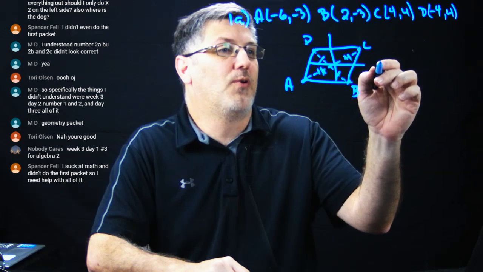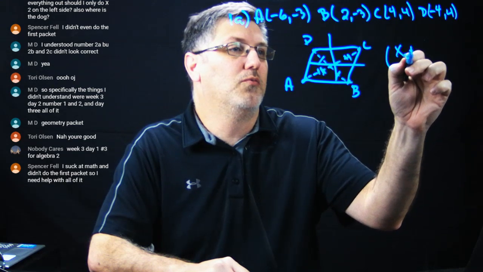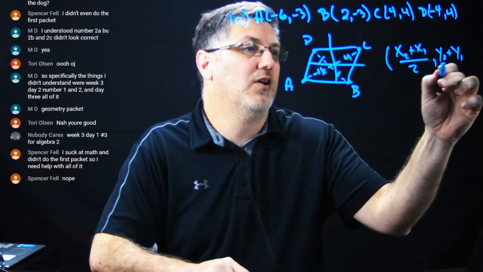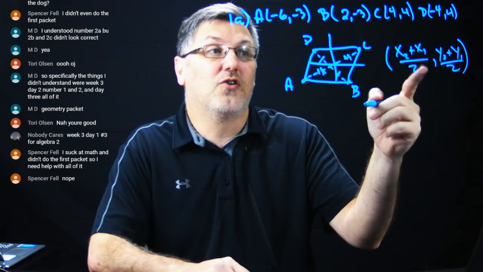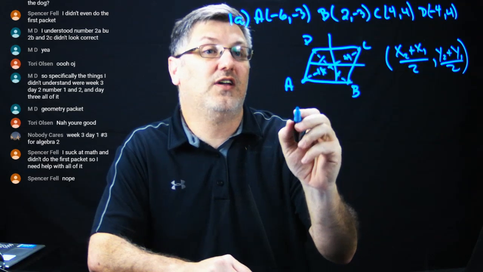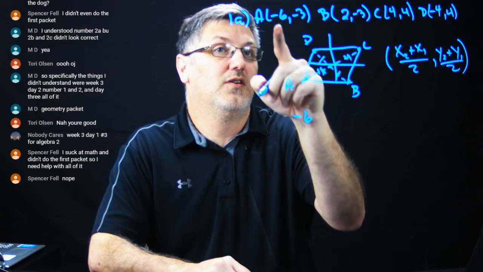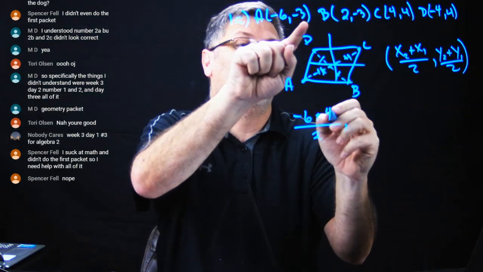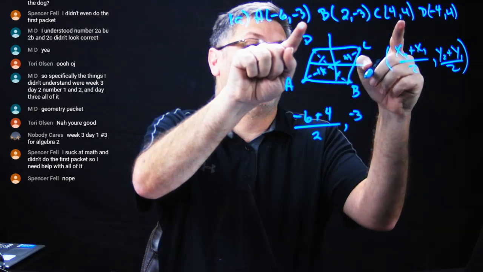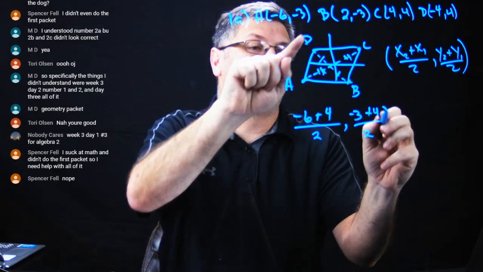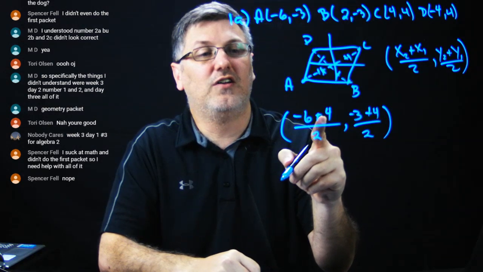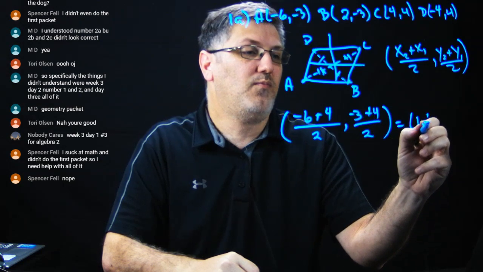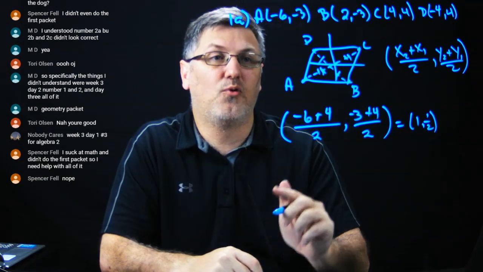All right, so let's do the midpoint here. My midpoint formula was x sub 2 plus x sub 1 divided by 2, y sub 2 plus y sub 1 divided by 2. Okay, so that's how I find my midpoint. So I'm going to find the midpoint of AC. So I've got -6 plus 4 divided by 2, and then -3 plus 4 divided by 2. Well, this gives me 2 divided by 2, which is 1. This gives me 1/2. Okay, so my midpoint is (1, 1/2) for AC.